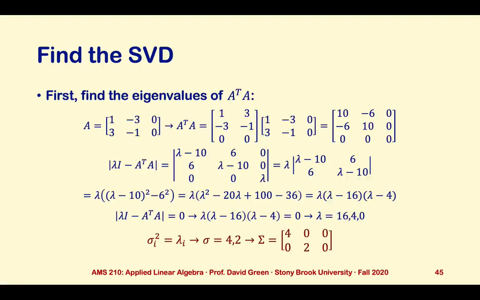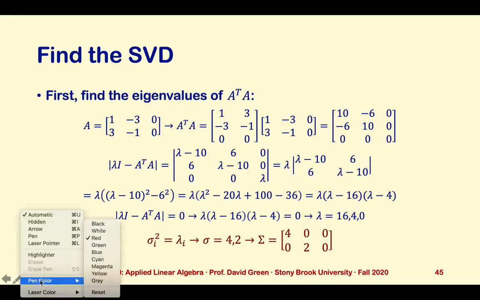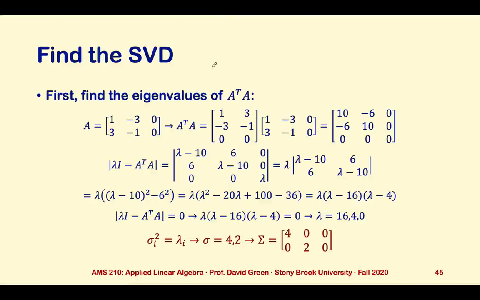The first step in finding the singular value decomposition is always to find the eigenvalues of A transpose A. This is kind of the heart of the singular value decomposition. A transpose A will always be a symmetric matrix. It will always have a well-defined eigenvalue decomposition with orthogonal basis vectors, and we can use that as the core of the singular value decomposition.